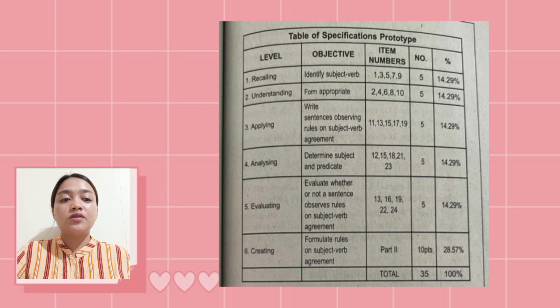Last but not the least, number 6 is the creating. Formulate rules on subject-verb agreement. So, this is part 2, 10 points. And the total is 28.57% for creating. So, the total in all is 35. The total number of items is 35. What you give them to test is 35 items only, and then here's the percentage, which is 100%.